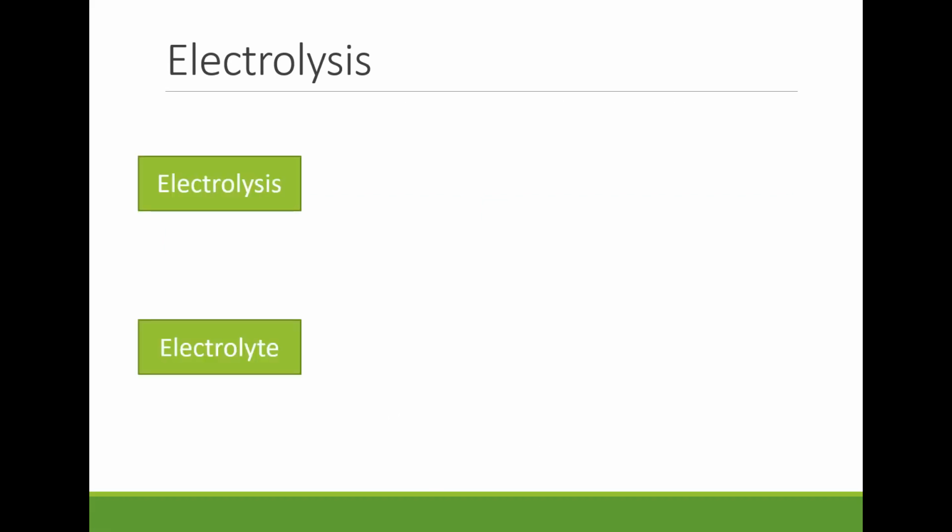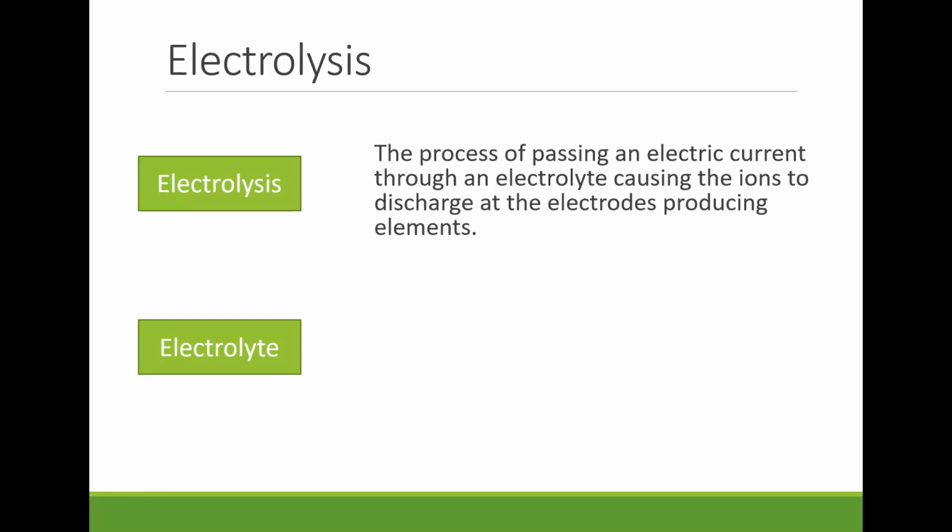So, two key terms that we need to understand and know before we can get stuck into the rest of this topic are electrolysis and electrolyte. First of all, electrolysis is the process of passing an electric current through an electrolyte, and we'll define what that is in a minute, causing the ions to discharge at the electrodes, producing elements.